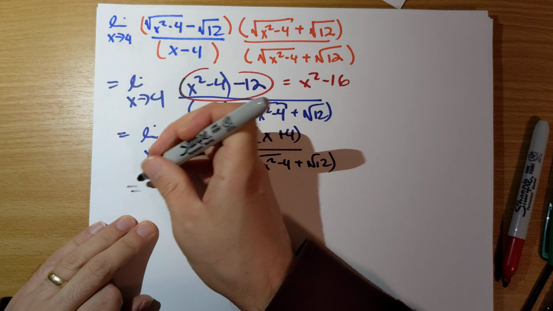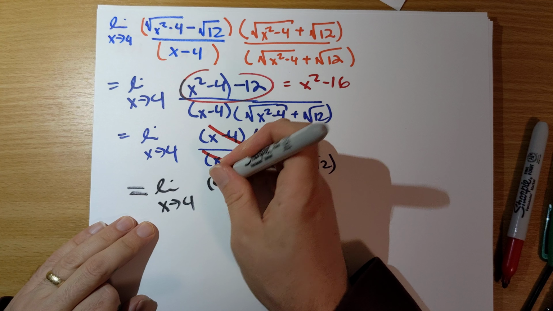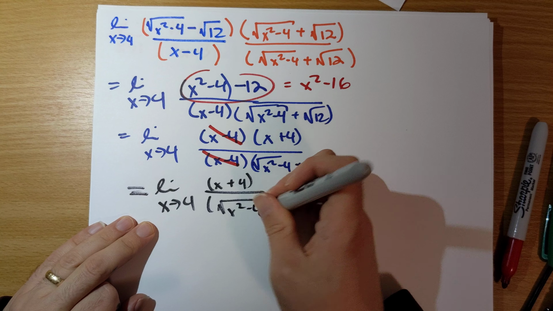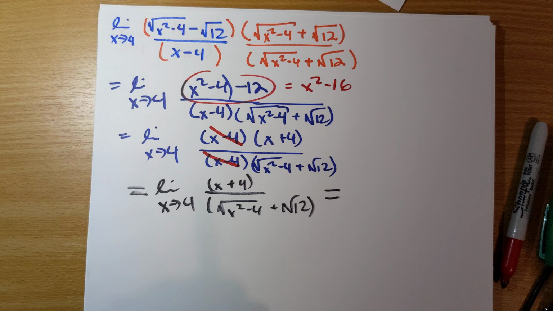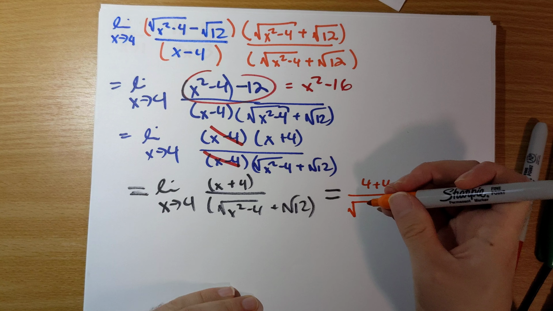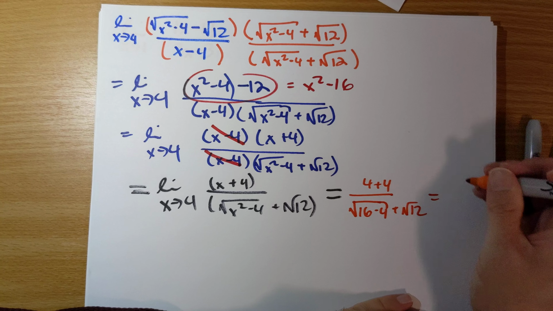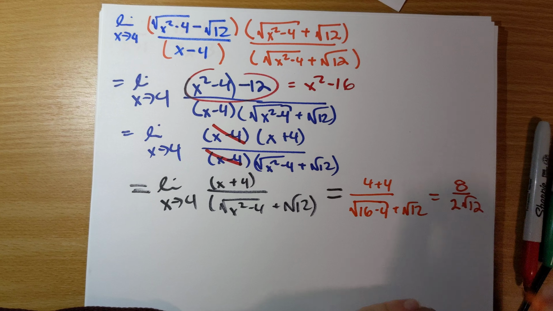This is really great because now all we have to do is plug in 4 into the resulting expression. We aren't dividing by 0 anymore. And so we end up with 4 plus 4 over square root of 16 minus 4 plus square root 12, so 8 over 2 square root 12. And that simplifies a bit, but we'll say this is a good final answer.